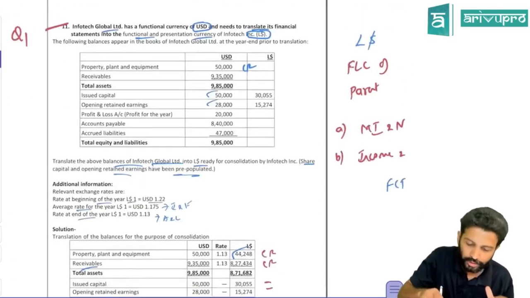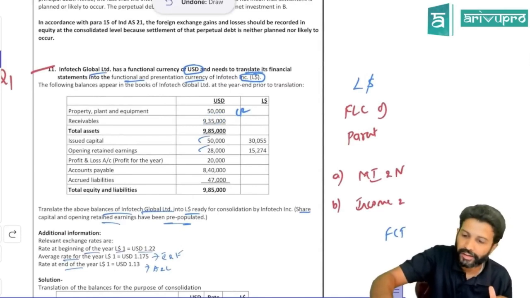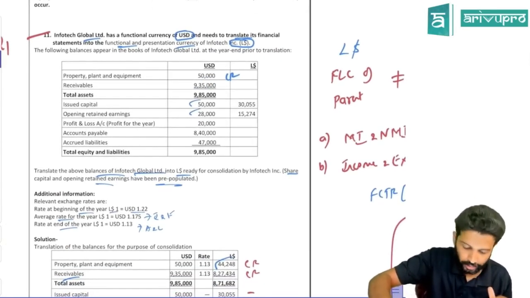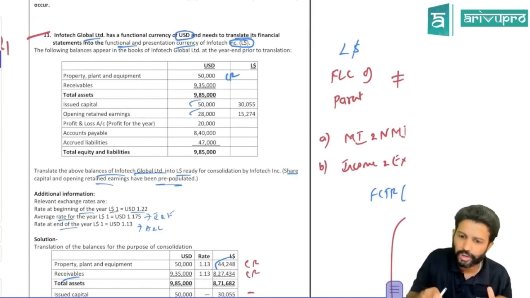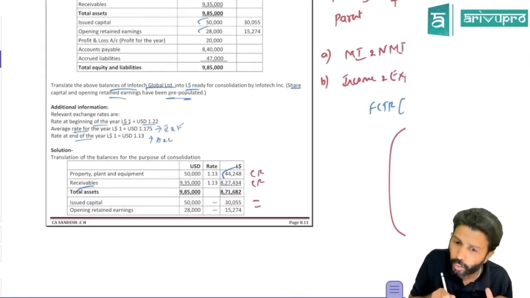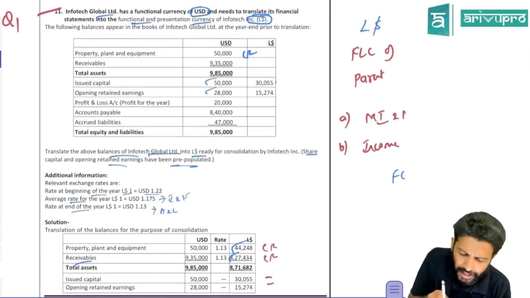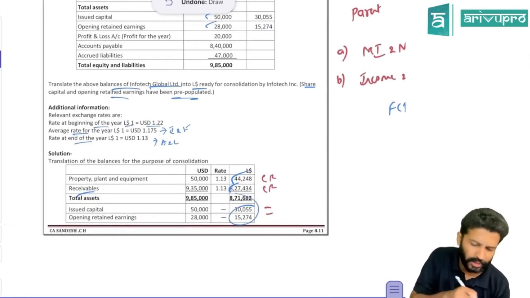Okay. For receivable also, simply take 9,35,000 and divide. Divided by what? The closing rate. What is the closing rate? 1.13. So 9,35,000 divided by 1.13. If you do, my calculator is showing 8,27,433.63, which they have converted. Like this, go on converting. For share capital and opening retained earnings, no need to convert. They have only converted. Okay.